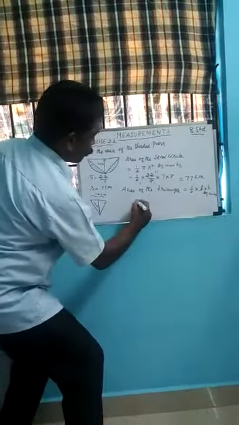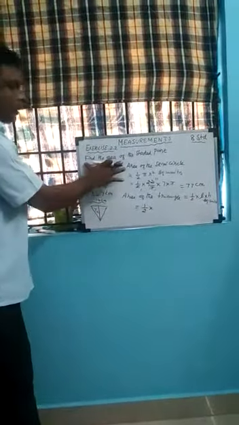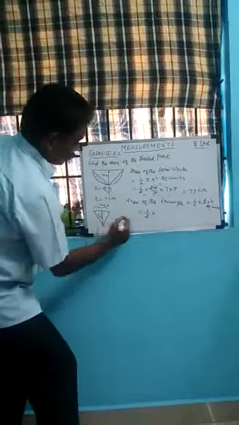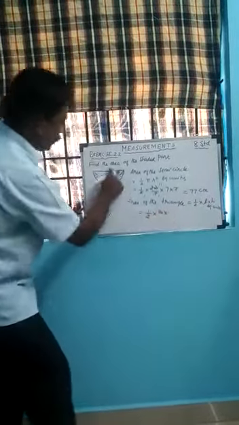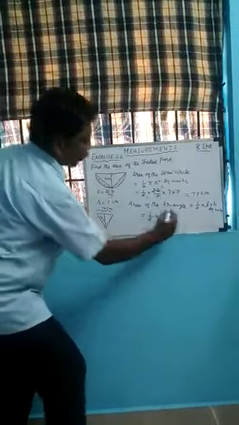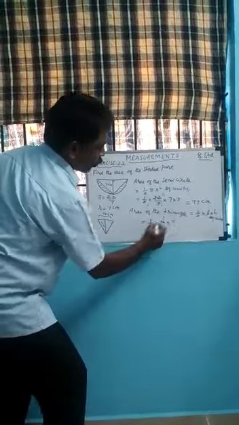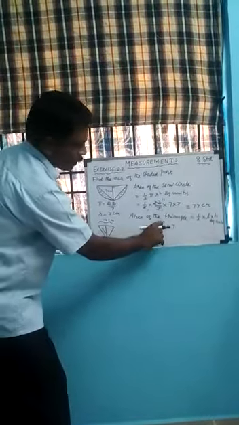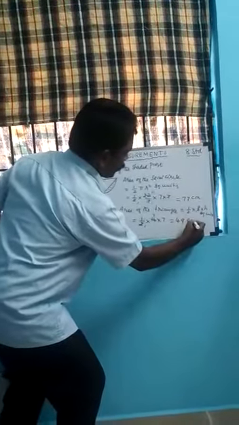We can substitute half into base value, the diameter of the semicircle, 14. Height value is the radius of the circle, 7. 1 2 is 2, 7 2s are 14. Again 1 into 7, 7, 7 7s are 49 centimeter square.